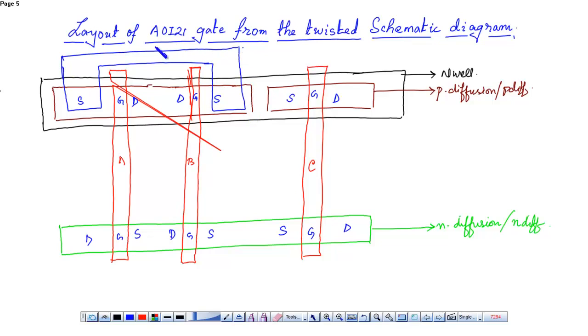So this is a metal layer. This is VDD. Now this common drain is connected with this source.